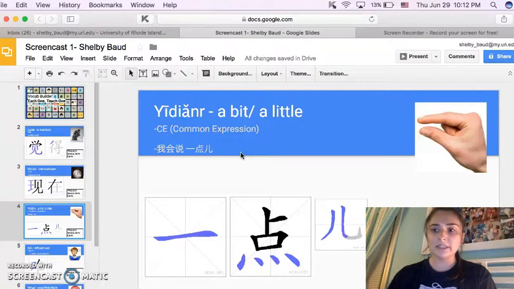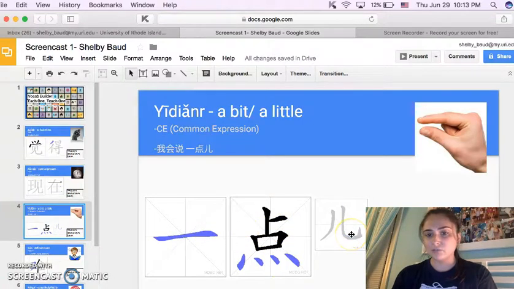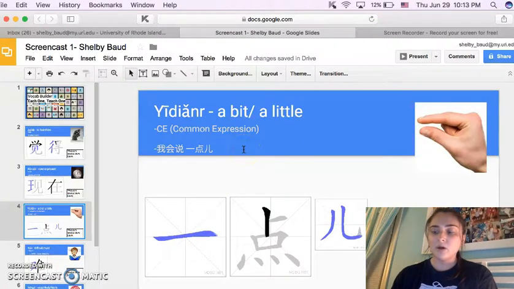The third one is yìdiǎn, which means a bit or a little. It's a common expression in China, and the radical for the first part of the word, yī, is just 1. And to remember that, it just looks like a 1 on its side. The radical for diǎn is fire, and you could tell it looks like a pot kind of over fire. And then the radical for the last part of the word is legs, and it just looks like 2 legs. For the order of brushstrokes, this one obviously has 1. The second one has 9 brushstrokes, and the last one has 2 brushstrokes. And being used in a sentence would be: Wǒ shuō yìdiǎn, which is I can speak a little.